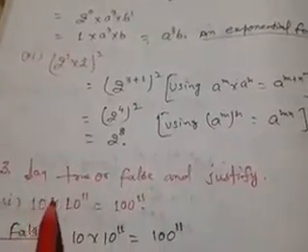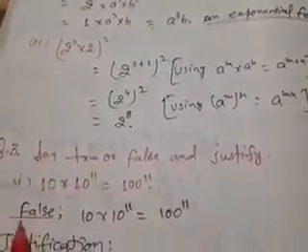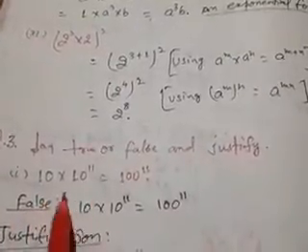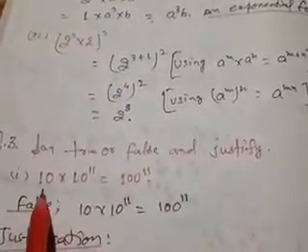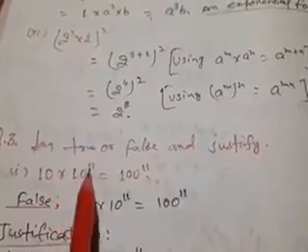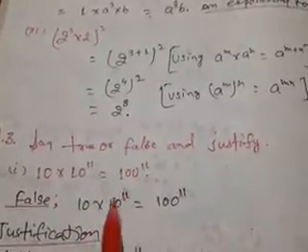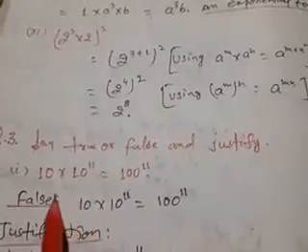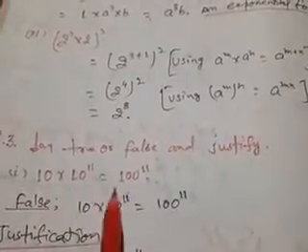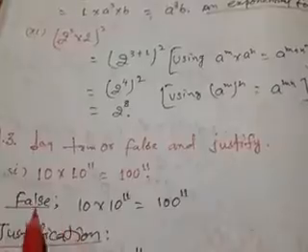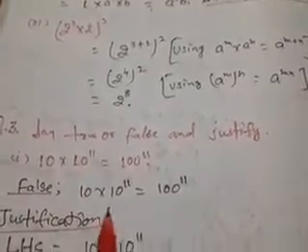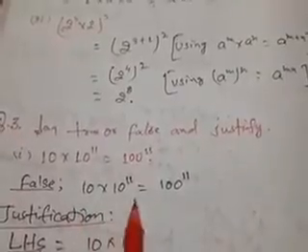Dear students, question number 3 of this exercise is to say true or false and justify. Here two parts are written: LHS and RHS. LHS is 10 into 10 to the power 11 and RHS is 100 to the power 11. Dear students, we need to write whether this equation is true or false. This equation is false, but we need to give a justification for writing false or true.